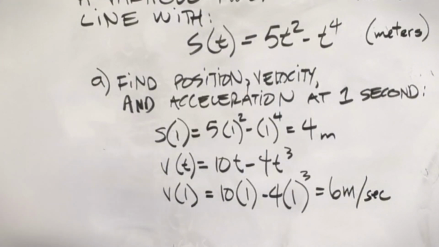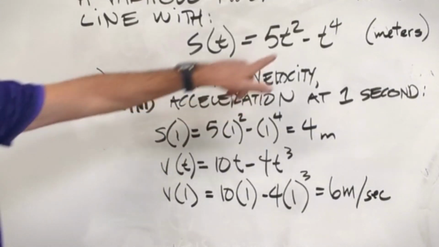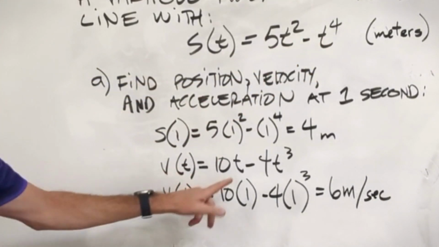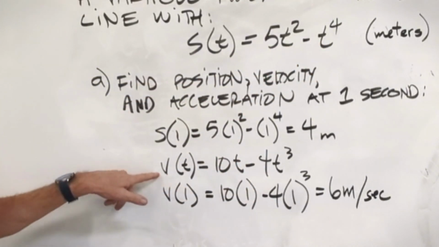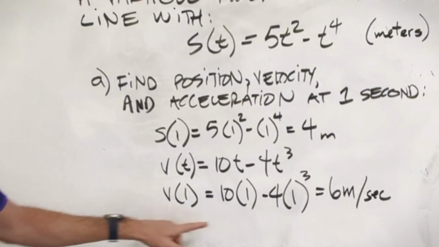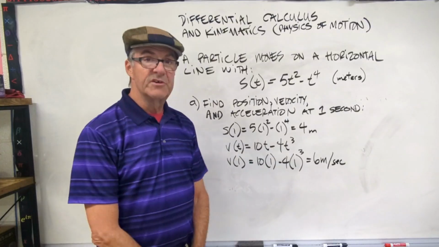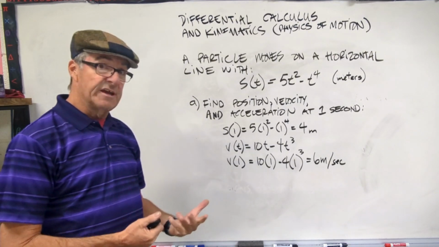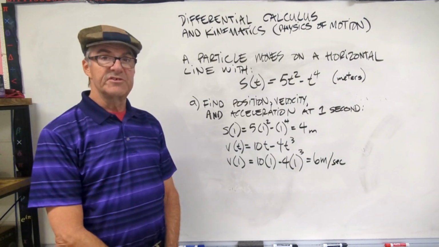Okay, so I took my first derivative. I just applied the power rule to both terms in there. This is my first derivative, the velocity as a function of time. Then I just plugged in 1 for t, and I get 6 meters per second. So after 1 second, this object is going 6 meters a second.